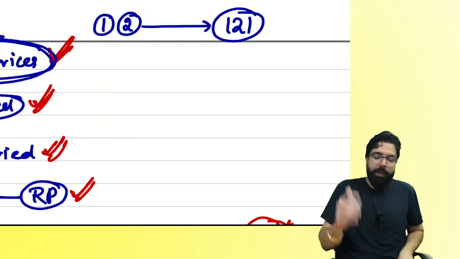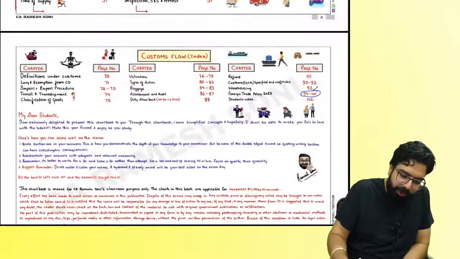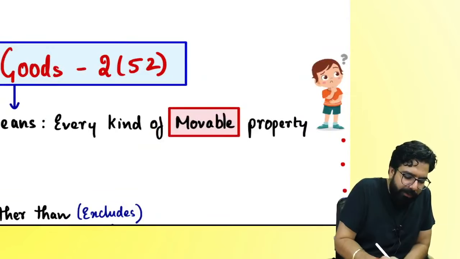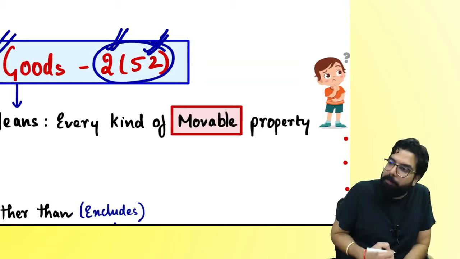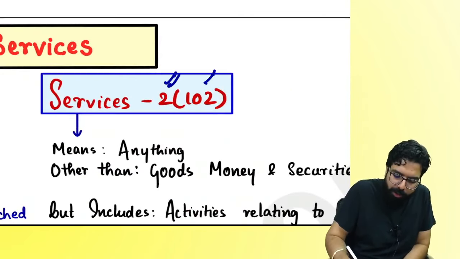Okay, everyone? Now, in definitions, there is a definition of goods also given and there is a definition of service also given. The definition of goods is given in clause 52 of section number 2, and the definition of service is in clause 102.